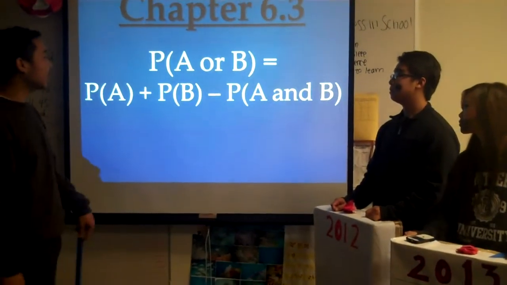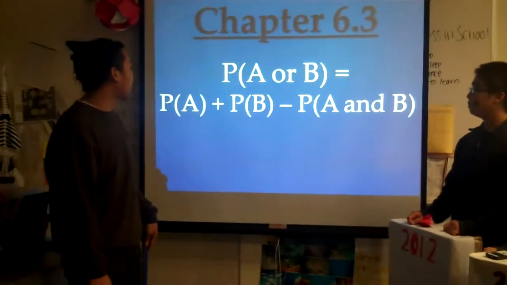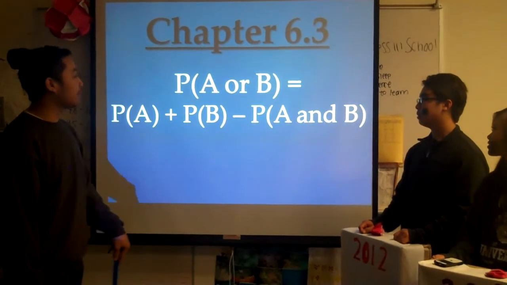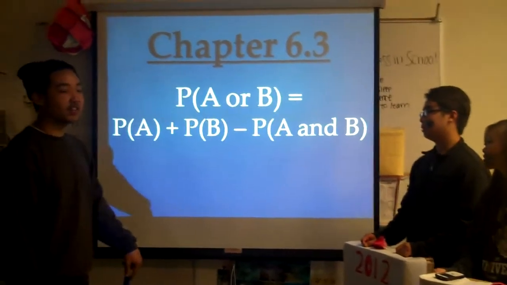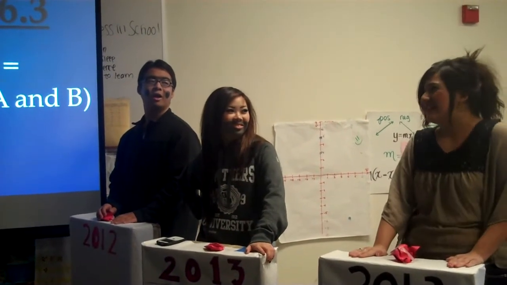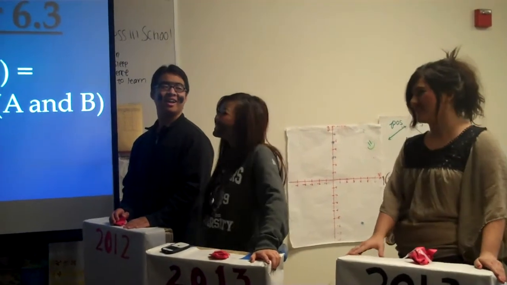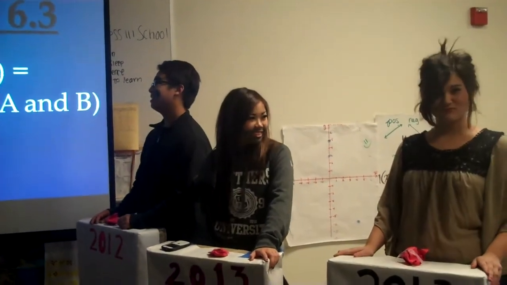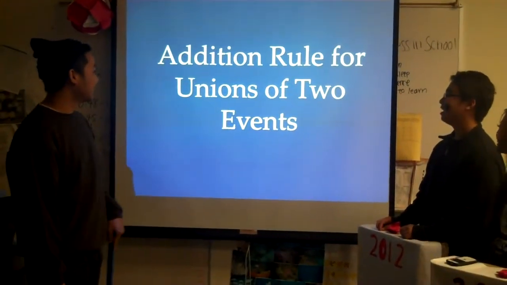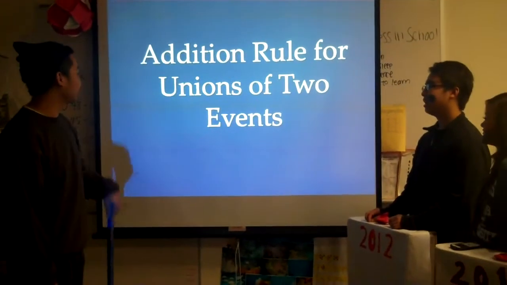For chapter 6.3, what's the name for the formula: probability of A or B equals probability of A plus probability of B minus probability of A and B? This is so easy. Yes, Valley Girl? Addition rule. Right? Yes, that is correct, Valley Girl. You will get 200 points for the formula.